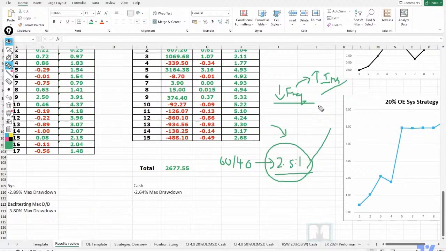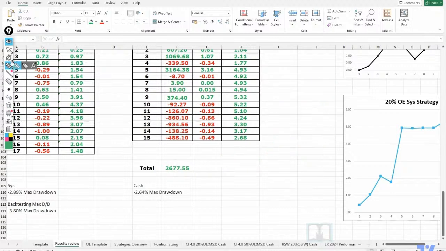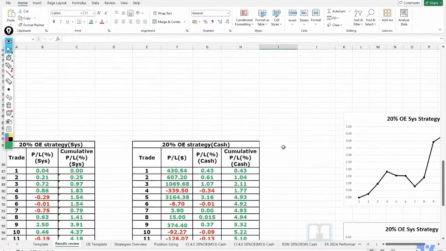So we usually do it over 10 instruments. That's what we usually look at. So that's on the 20% OE. So far so good, and we are executing it as per the system.